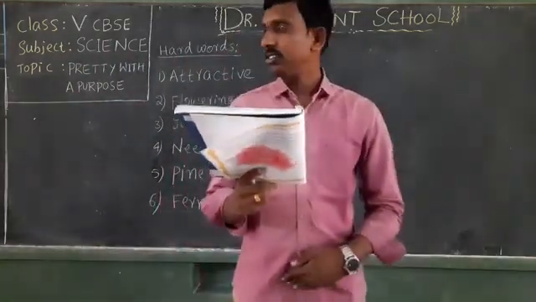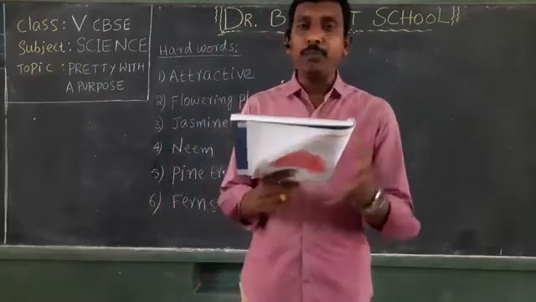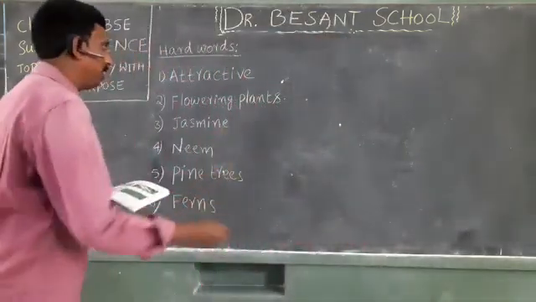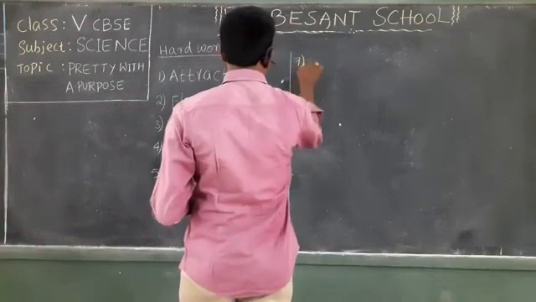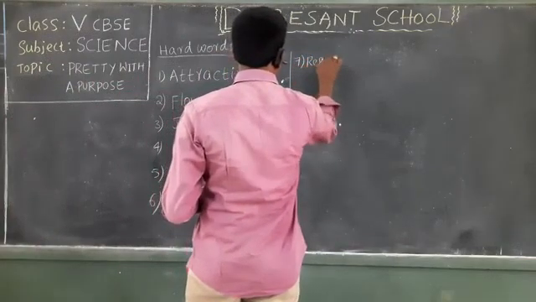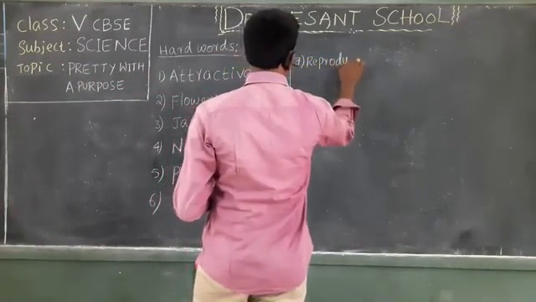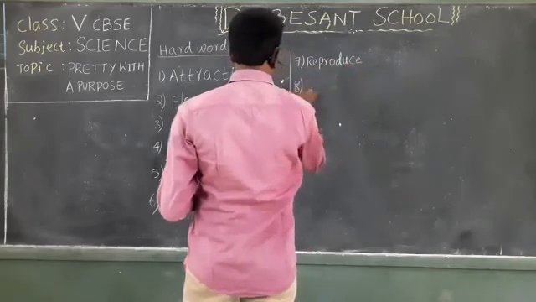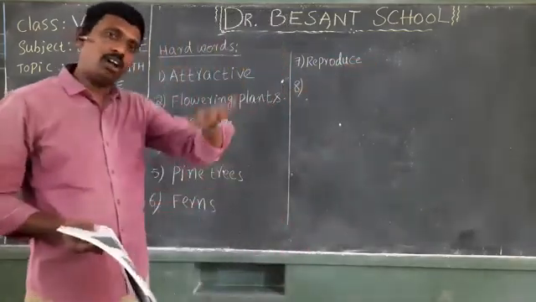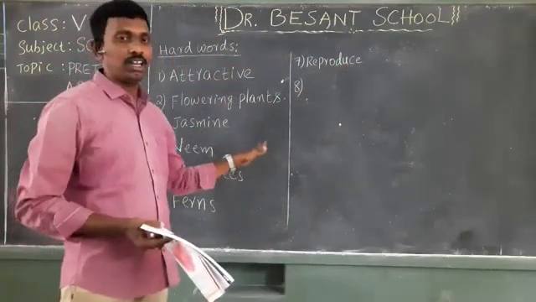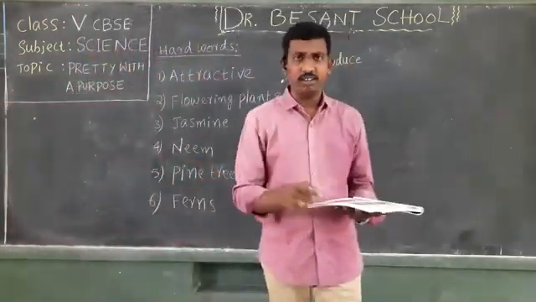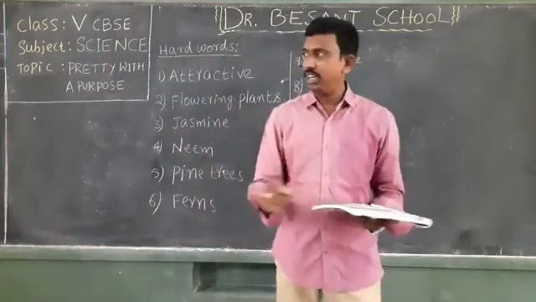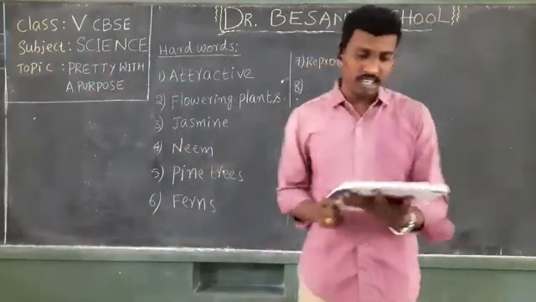Flowering plants usually reproduce. Underline reproduce also. We can add that as a new word. Which one? Seventh one. Reproduce. You highlight them. After highlighting all of them, you can write them down in your running notes as the hard words. No need to worry. Or simultaneously you can write down. Highlight in the studio book as well as write down in the running notes. Okay. Next.